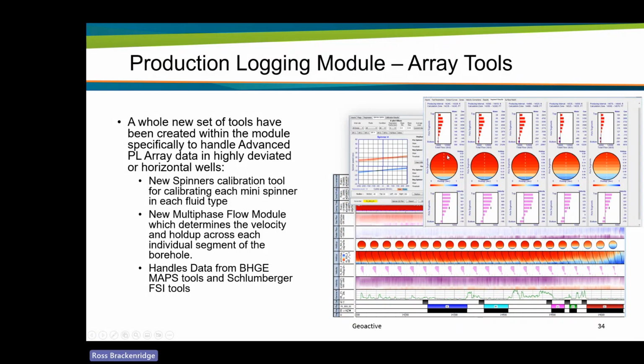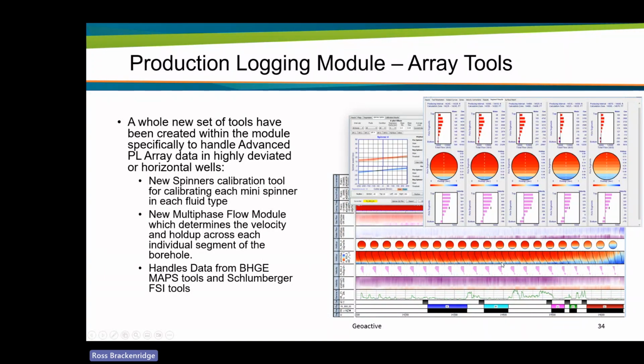So what we do is we break the borehole into different segments, and in each segment we calculate a velocity and a hold-up, and ultimately a flow rate for each segment. We can then total them up to get the total flow from each zone. In this case, we saw a lot of gas in the borehole and high velocity in the high side, and then we saw lower velocity and water on the low side.